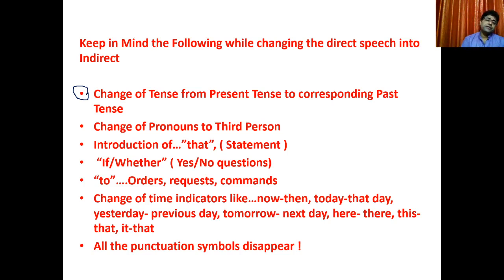If it is present perfect, it changes to past perfect. If it is present perfect continuous, it changes to past perfect continuous. Now the next question comes, what about if it is in the past tense? If it is in the simple past tense, it changes to past perfect. If it is in the past continuous, it remains past perfect. And if it is past perfect, again past perfect.